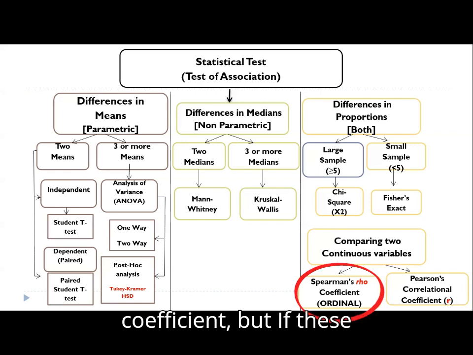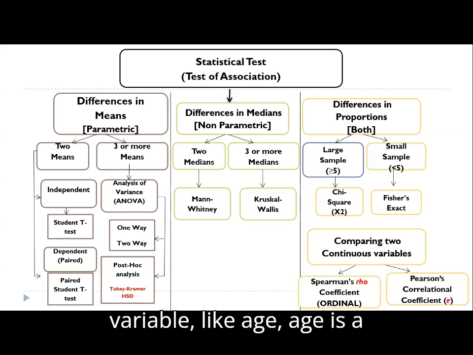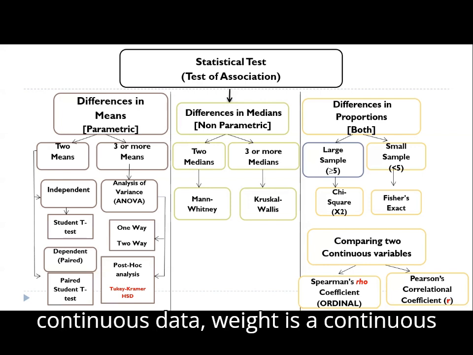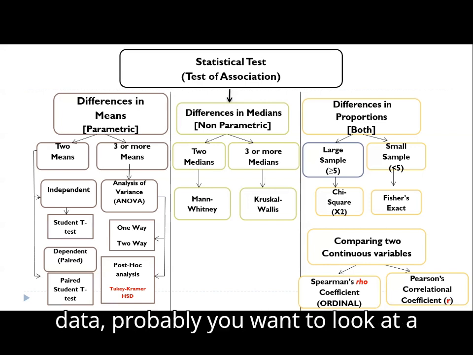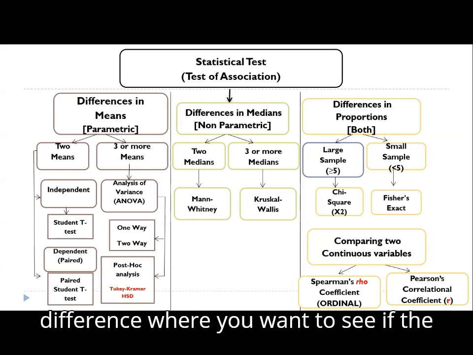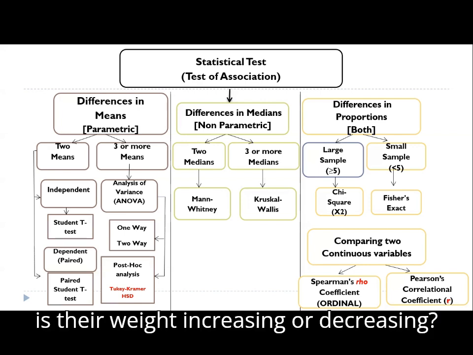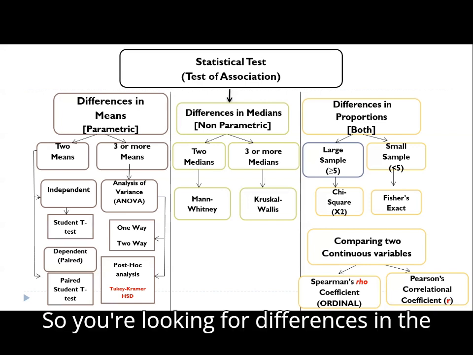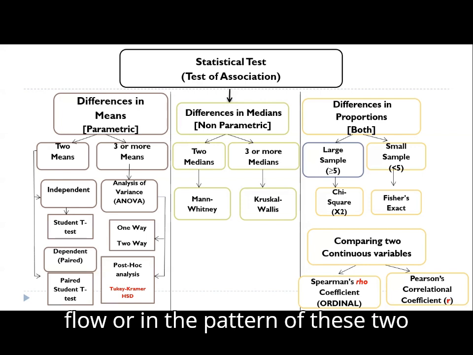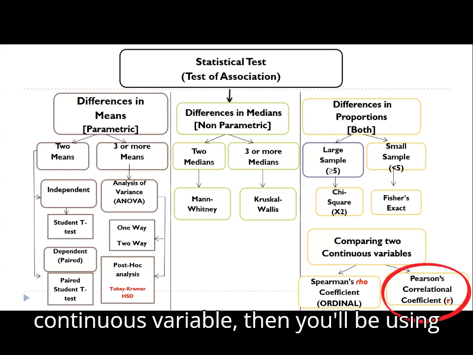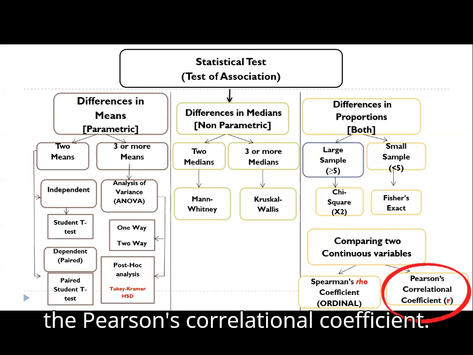But if this differences is in continuous variable, like age is a continuous data, height is a continuous data, weight is a continuous data, probably you want to look at a difference where you want to see if the age of these children is increasing, is their weight increasing or decreasing? So you're looking for differences in the flow or in the pattern of these 2 continuous variables, then you'll be using the Pearson's correlational coefficient.